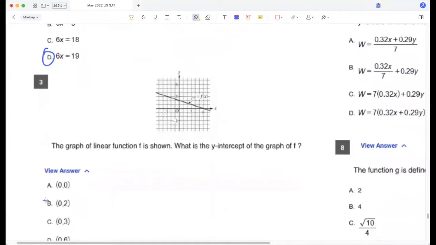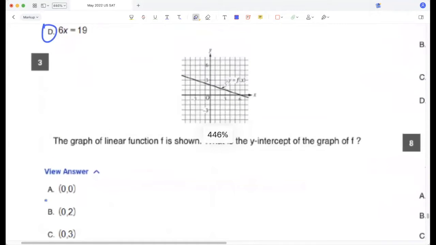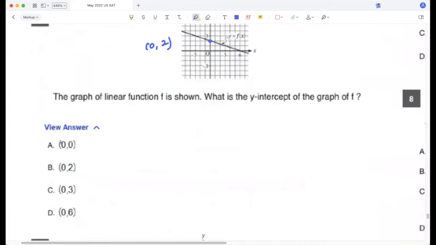The graph of the linear function is shown. What is the y-intercept of the graph of f? So you can see that the y-intercept is here, which is (0, 2). So that's option B.